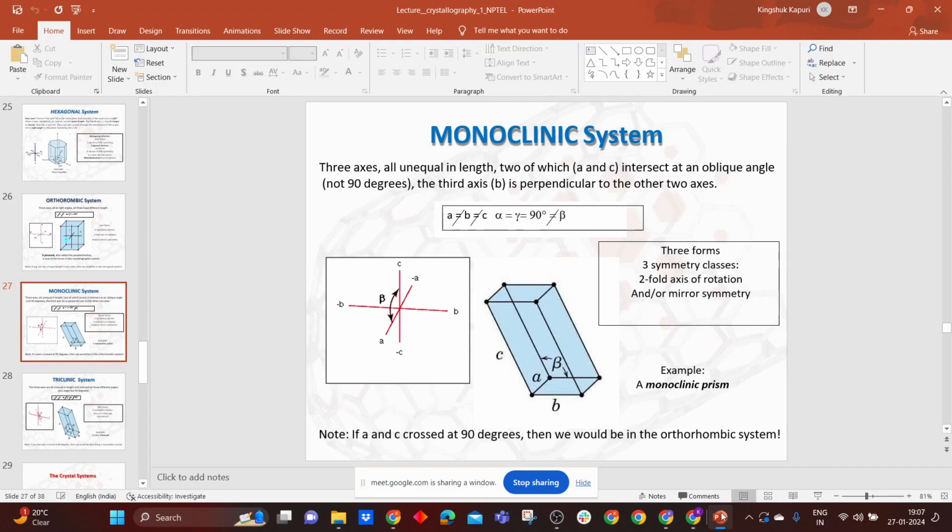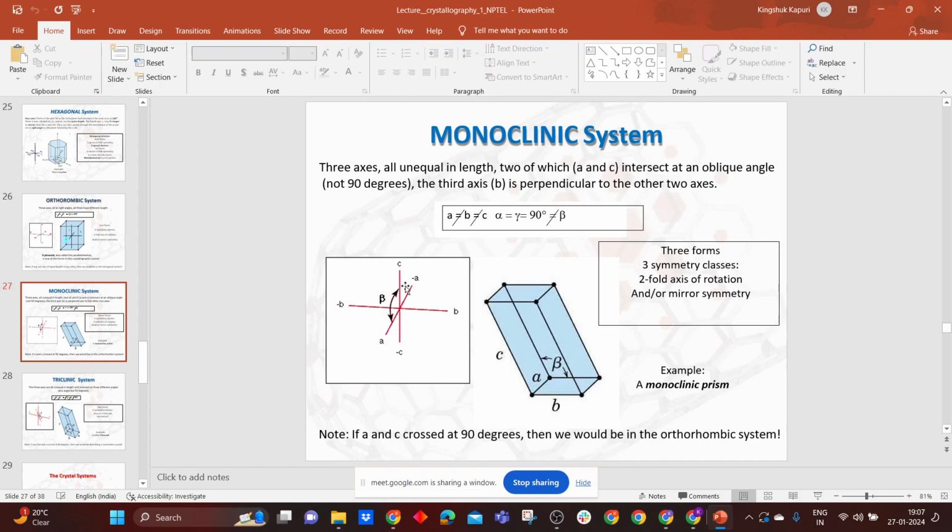And for the monoclinic system, please remember the general configuration for each one of the systems. For the monoclinic system, all three crystallographic axes are not equal to each other, and the angles alpha and gamma are 90 degrees but not equal to beta. Beta is represented as the angle between A and C. The angle between A and C will not be 90 degrees.